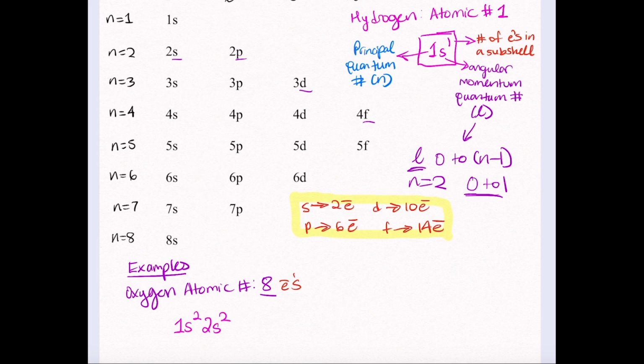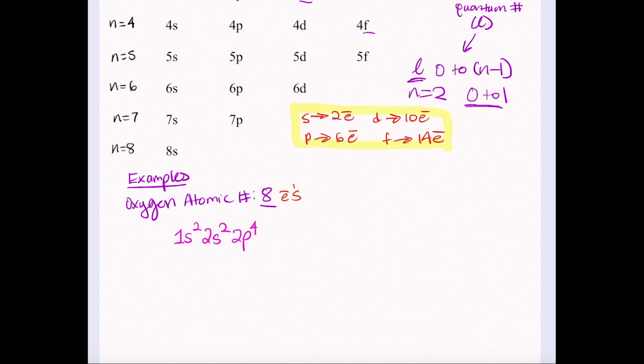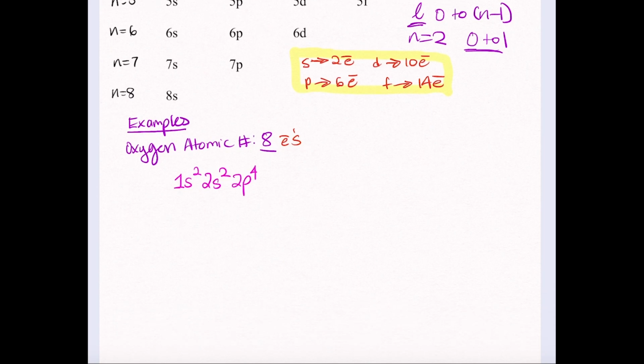Now, since we filled 2s, we're going to fill 2p now. And 2p can hold up to 6 electrons. So already we have 2 and 2. We need another 4. So that means it'll be 2p4, as you can see here. So this is one example of an electron configuration of oxygen, and that's what you would write in your exam. So the ground state electronic configuration of oxygen is 1s2, 2s2, 2p4.